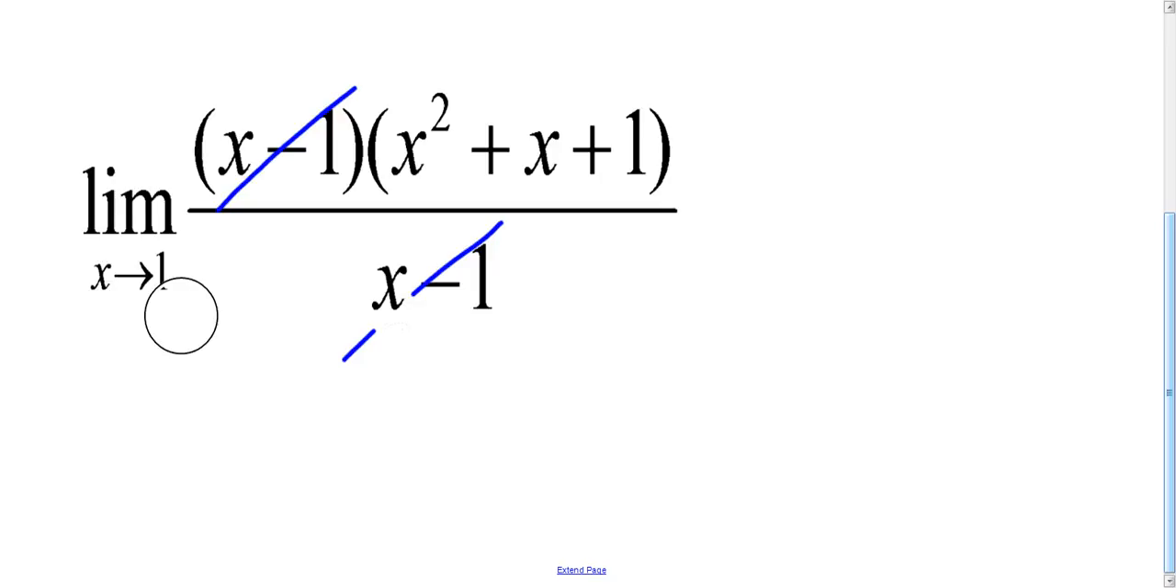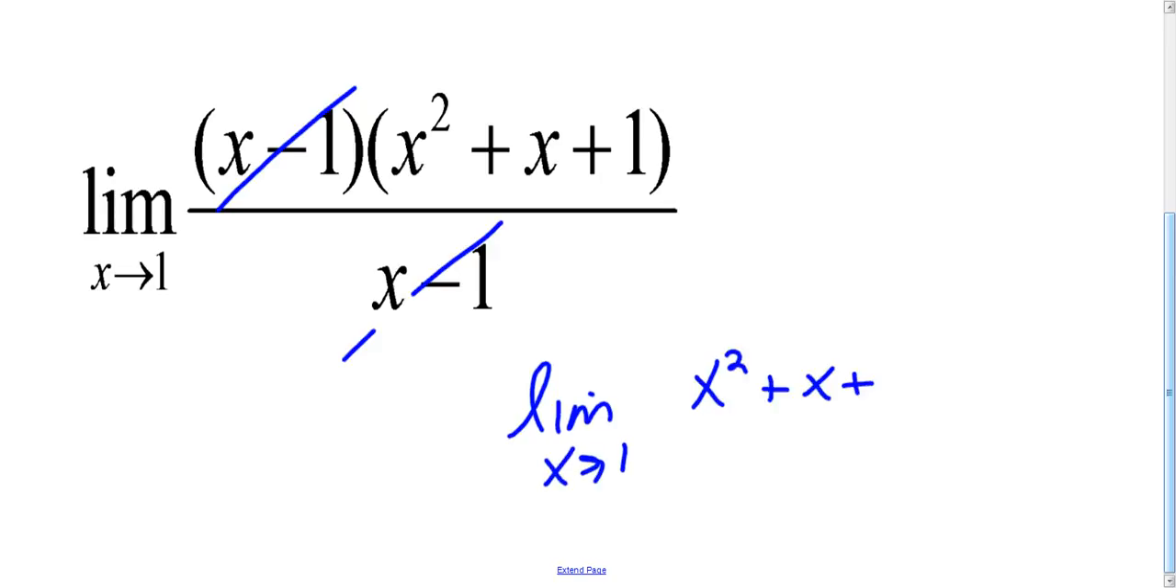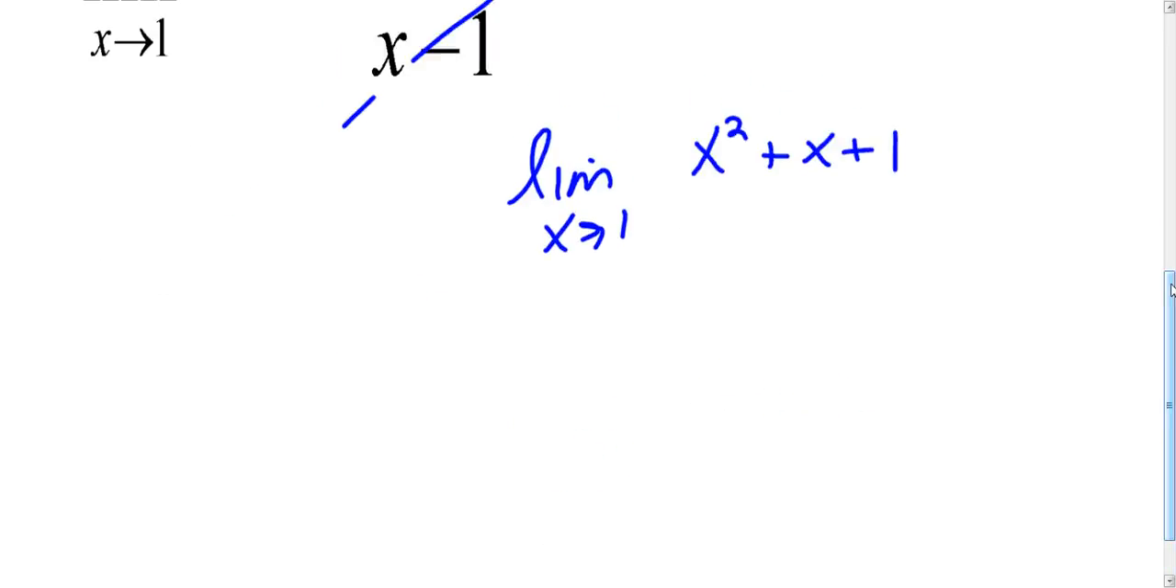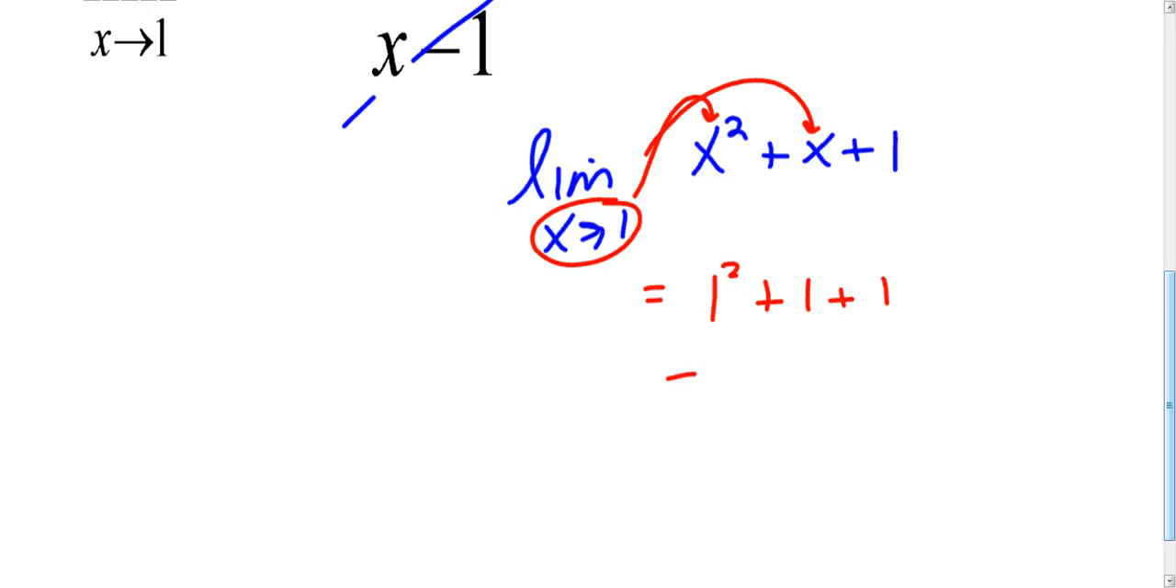But now that I have simplified this and factored it how I needed to factor it, I have the limit as x approaches 1 of x squared plus x plus 1. Now I can go ahead and plug my x value of 1 in, and I am not going to get an illegal operation. So I get 1 squared plus 1 plus 1, which I also get to be 3. Okay, so my limit does approach 3.